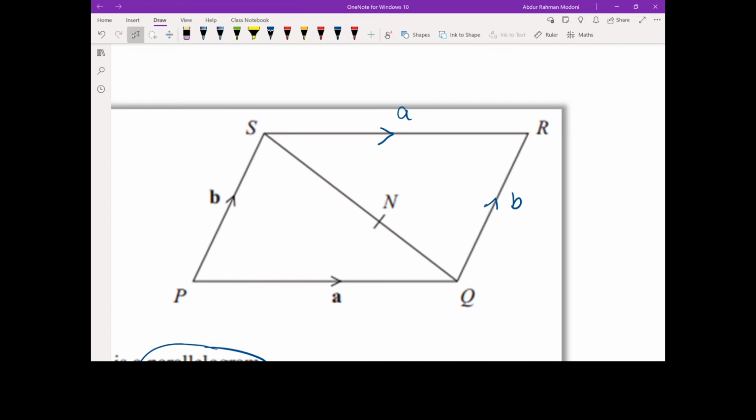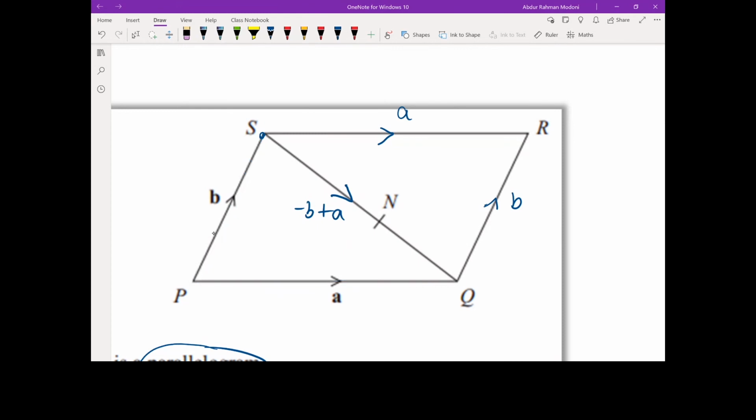We'll worry about N. N is part way through SQ. We'll worry about N later, but we'll find SQ first. What is S to Q? I'll put an arrow here. So I want to go from S to Q. So where am I starting from? S. Which route can I take? I can go that way, which is minus B, and then plus A. So how would I label SQ? Minus B plus A. Straight away, my diagram is fully complete with all the routes there.